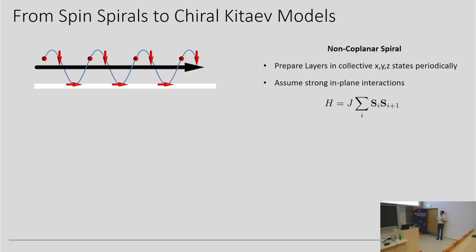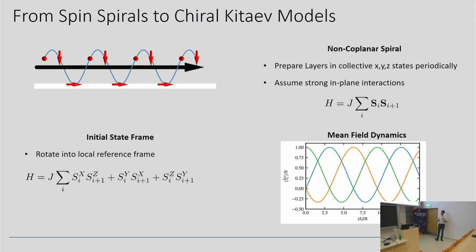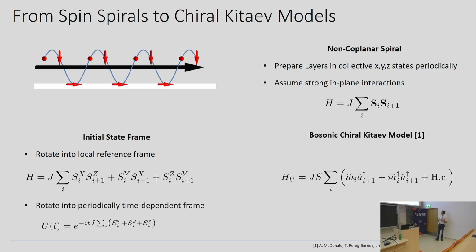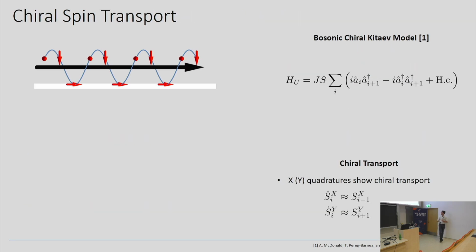And we can. If we prepare a nice spin spiral, where the initial spin would point along X, along Y, and along Z, it turns out this model realizes a chiral bosonic model. I can go through the math, which I will mostly skip. But the essential claim is that if you do the same trick going to Holstein-Primakoff bosons and expand the spin operators, you get a chiral bosonic model with couplings that have an imaginary part.